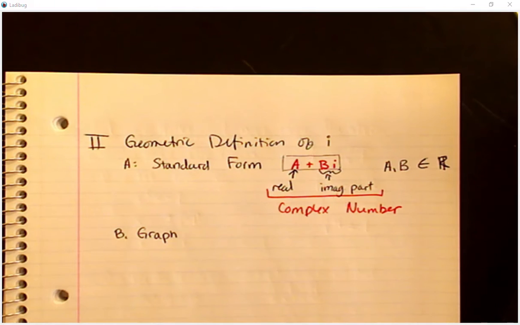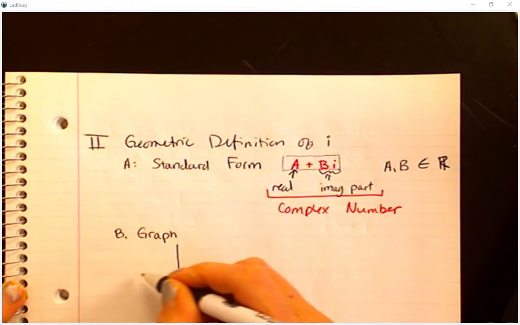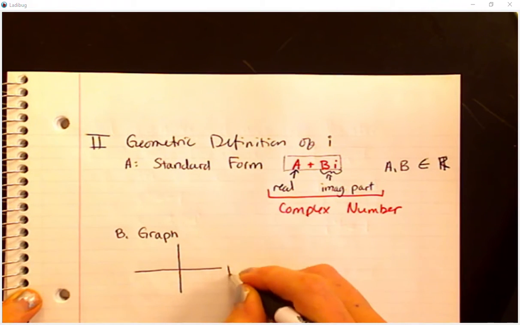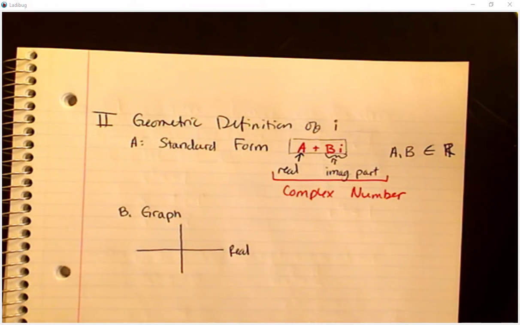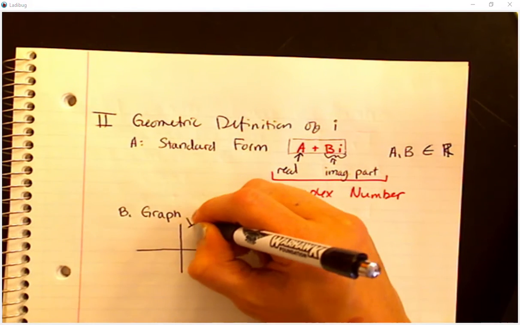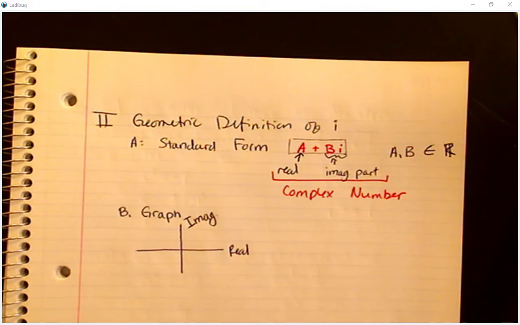How do you graph an imaginary number? I'm going to relabel my axes. We have a real axis and an imaginary axis. You can label your axes anything you want. They don't have to be X and Y.